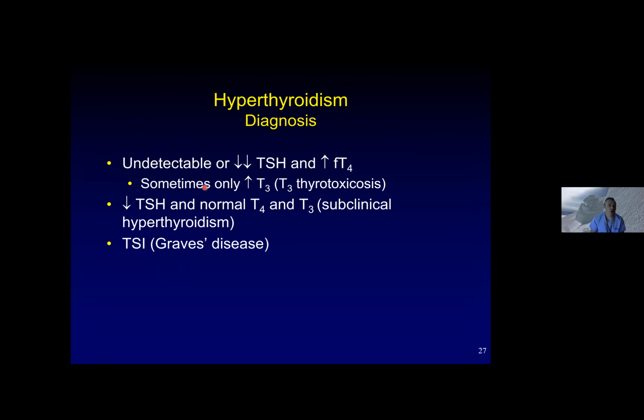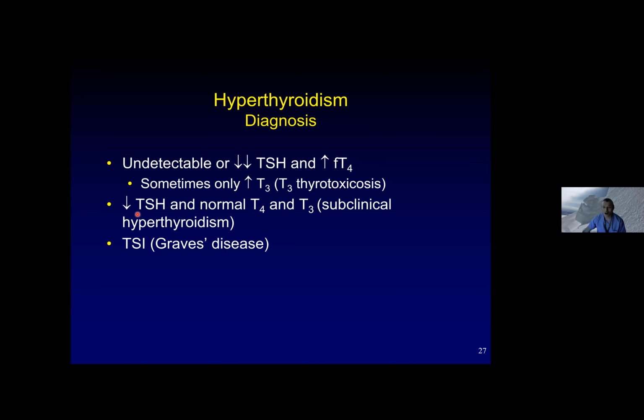How are we going to diagnose hyperthyroidism? You will have a low TSH and an increased free T4. In very few cases, you will see sometimes only T3 is increased, and that's called T3 thyrotoxicosis. You will suspect this if you see somebody who has clinical features of hyperthyroidism, but free T4 is not elevated. And that will be a scenario where you will request a T3.